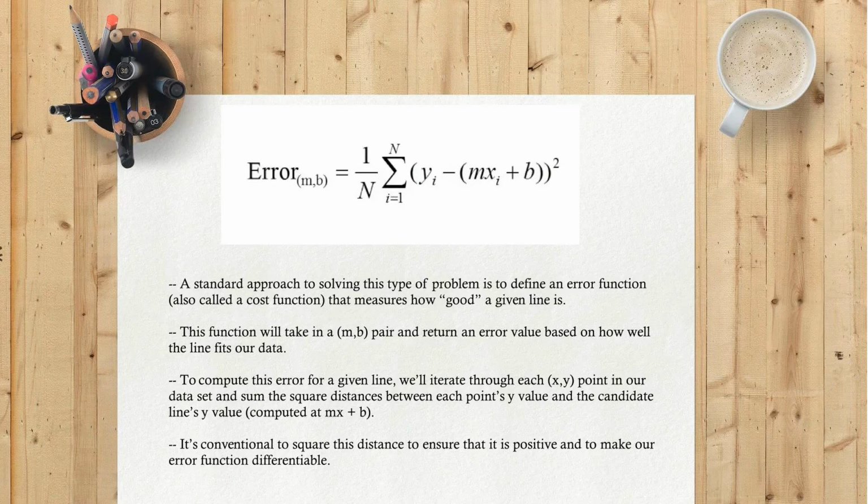To compute this error for a given line, we'll iterate through each (x, y) point in our dataset, and sum the squared distances between each point's y value and the candidate line's y value, computed at mx plus b. It's conventional to square this distance, to ensure that it is positive, and to make our error function differentiable.